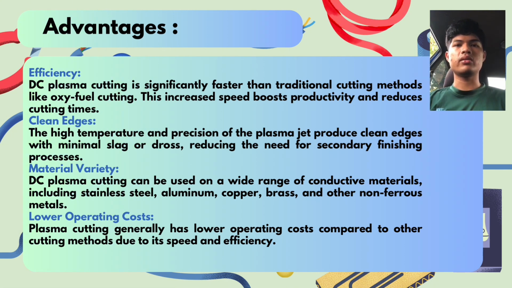3. Material variety. DC plasma cutting can be used on a wide range of conductive materials, including stainless steel, aluminium, copper, brass, and other non-ferrous metals. Last, lower operating cost. Plasma cutting generally has lower operating cost compared to other cutting methods due to its speed and efficiency.